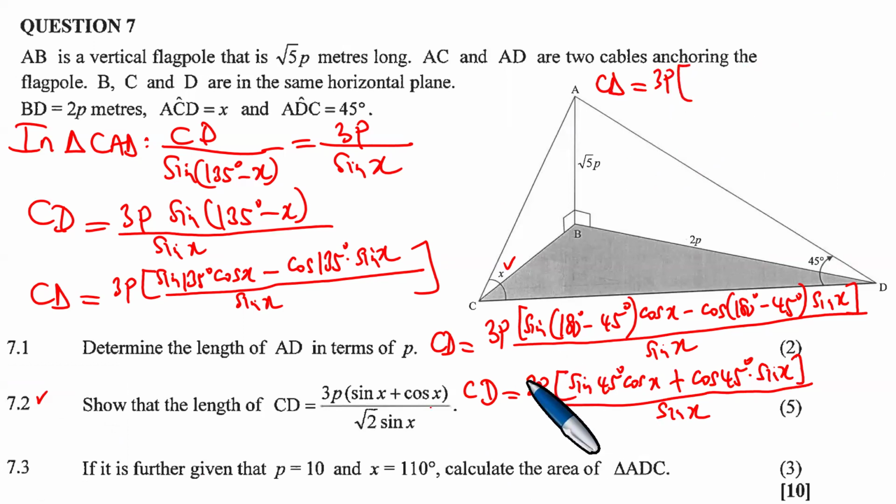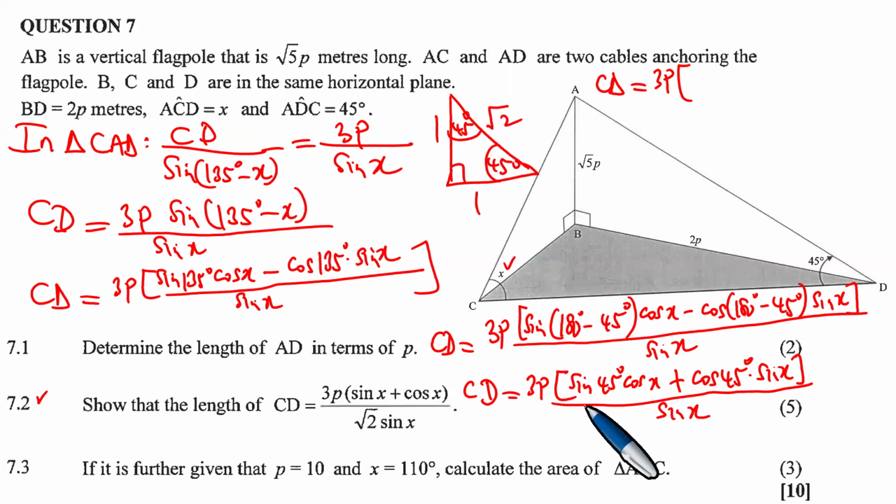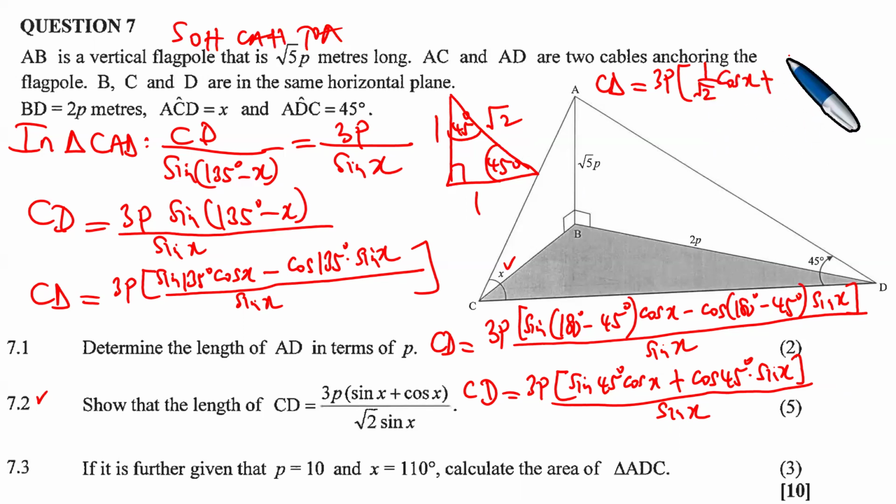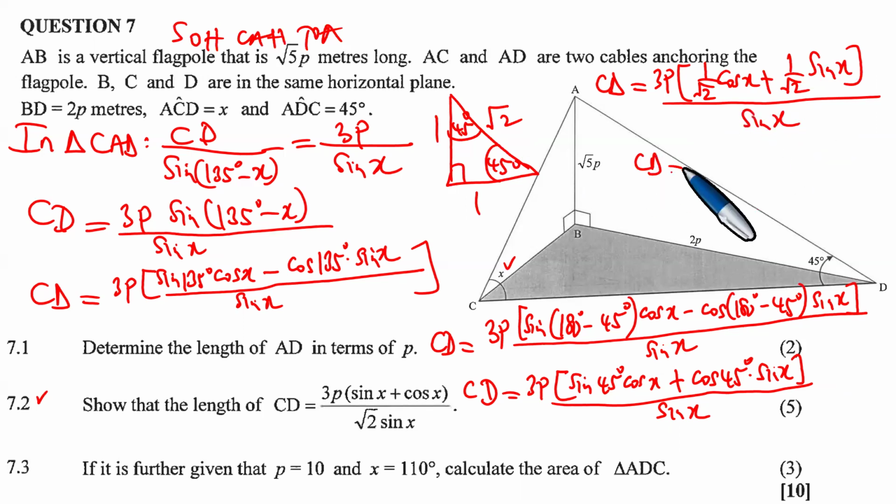3P. What is the sine of 45 degrees? We can draw the special triangle of 45 degrees. If this angle is 45 degrees, with sides the square root of 2, 1, and 1, the sine of 45 degrees becomes what? We use SOH CAH TOA. The sine is opposite over hypotenuse, which means it is 1 over the square root of 2. Cosine X, 1 over the square root of 2. Sine X, all over sine X, which is CD.